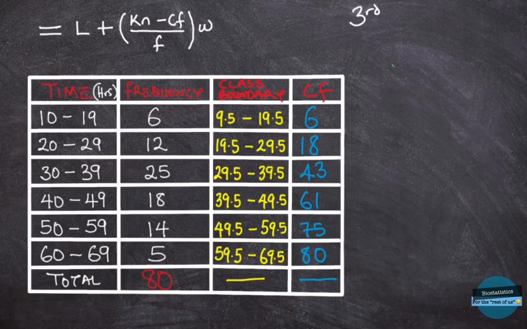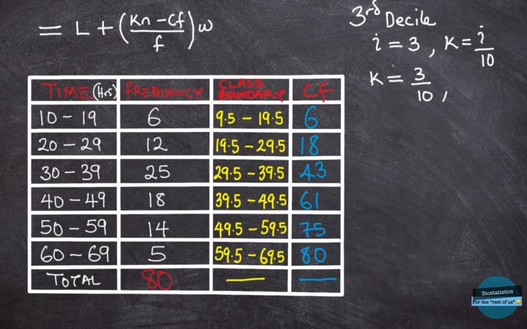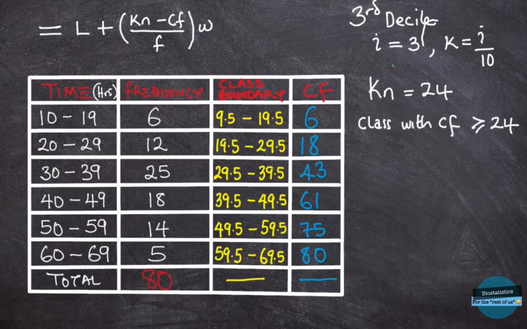So let's go on to find the third decile. All right. So I here will be 3. So K is I divided by 10 for deciles. So K is 3 over 10. And Kn will now be 3 over 10 times 80, since our n is 80, right? This is equal to 24. So our decile class will be the class with the cumulative frequency just greater than or equal to 24. So the next cumulative frequency is 43, right? So our decile class is the 30 to 39 class.